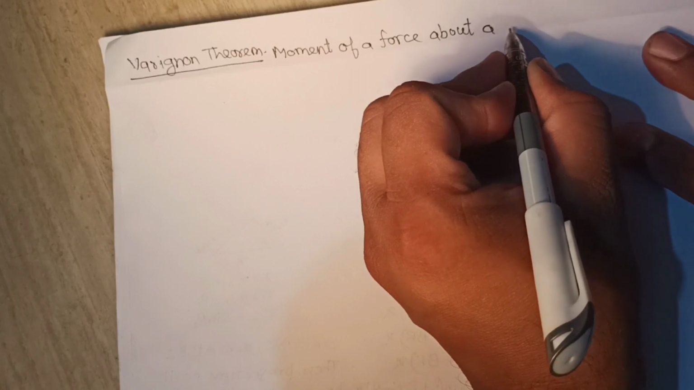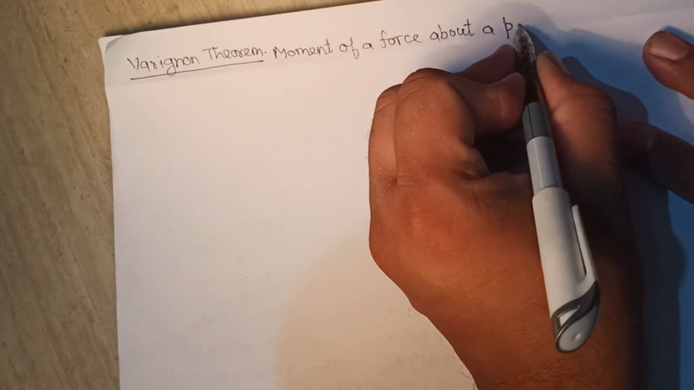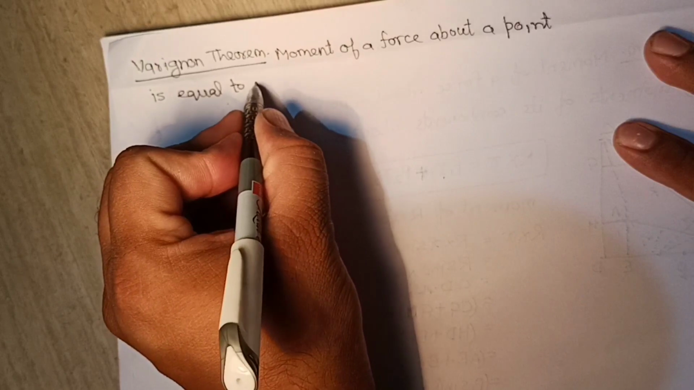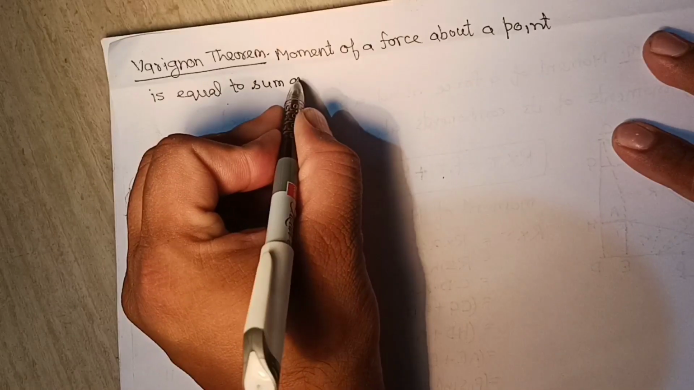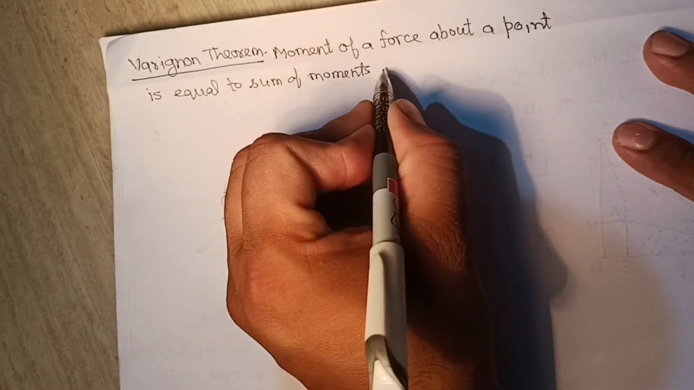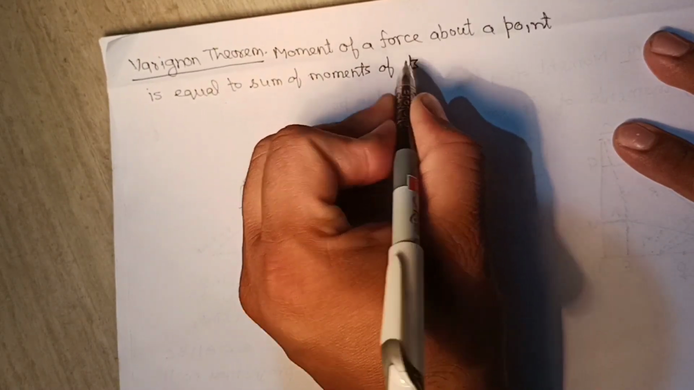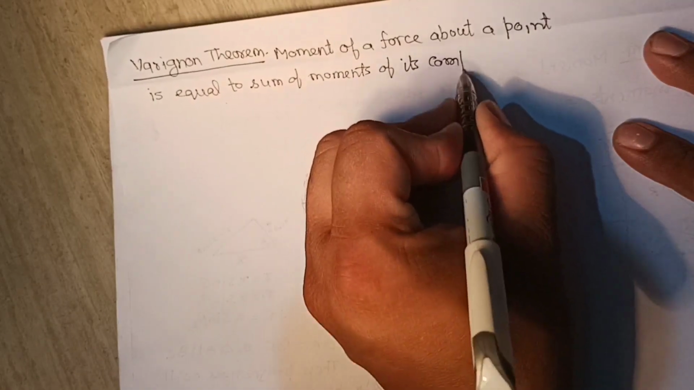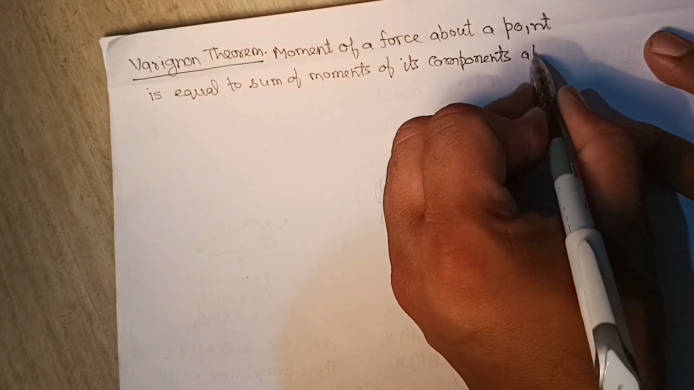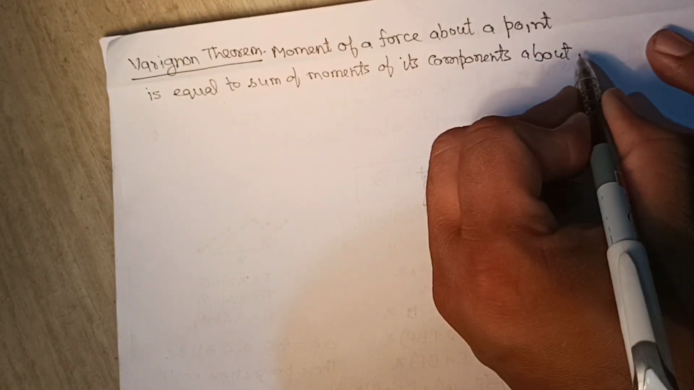Now, Varignon theorem states that moment of a force about a point is equal to sum of moments of its components about the same point. That is, if we have a resultant force R and its components are F1 and F2, then moment of R will be equal to sum of moments of its components, that is sum of moment of F1 and moment of F2. So this is a Varignon theorem.